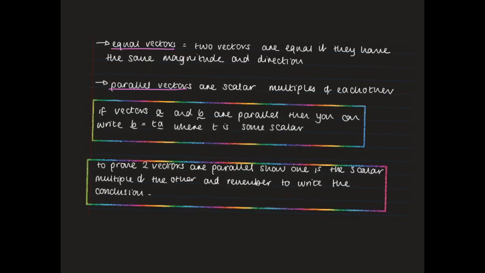Two vectors are equal if they have the same magnitude and direction. Parallel vectors are scalar multiples of each other. So if vectors a and b are parallel, then we can write b equals t times a, where t is some scalar. To prove two vectors are parallel, you need to show that one is the scalar multiple of the other, and remember to write a conclusion.